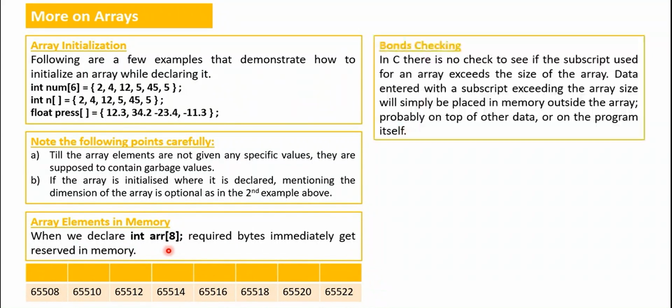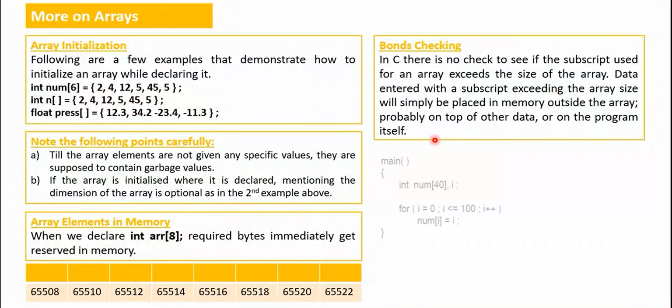Next is a very important thing, which is bounds checking. Now in C, there is no check to see if the subscript used for an array exceeds the size of the array. So the data entered with a subscript exceeding the array size will simply be placed in memory outside the array, so probably on top of other data or on the program itself.